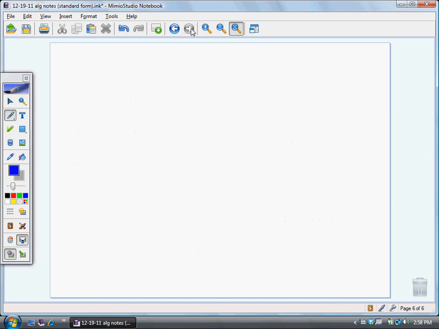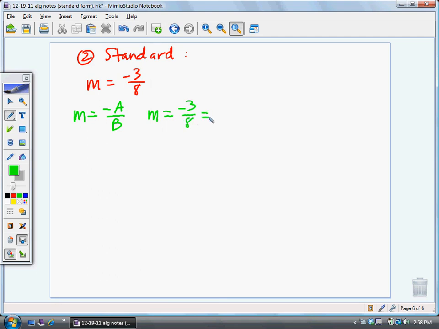And now the last one that I'll do, the second method, is the standard form method. And remember, we found the slope to be negative 3/8, okay? And so slope is always the opposite of a over b. Since the slope is negative 3/8, that's the opposite of 3 over 8. That allows me to identify a as 3, b as 8. And again, a negative slope, they're both positive. We'll do 3x plus 8y equals c.